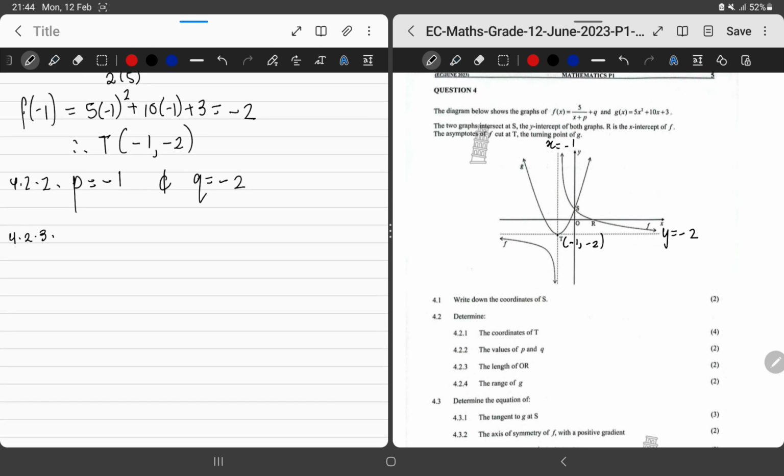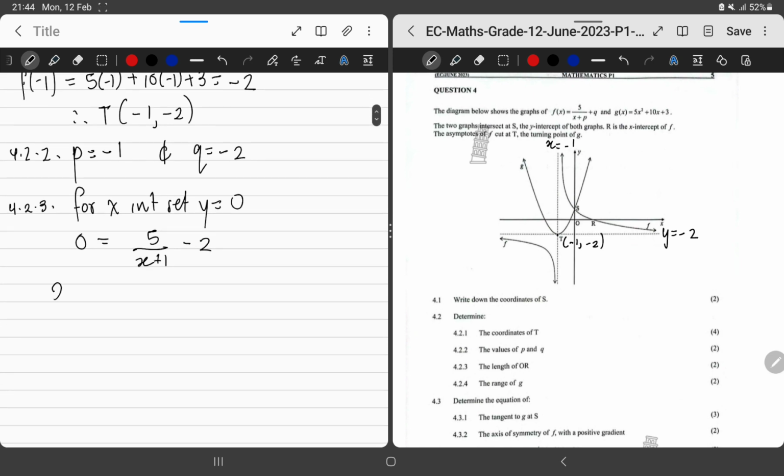4.2.3. The length of OR. I am told that R is the x-intercept of f. Then for the x-intercept, we set y equal to 0. 0 is equal to 5 over x plus 1, minus 2. So this is 2 into (x plus 1) equals 5.